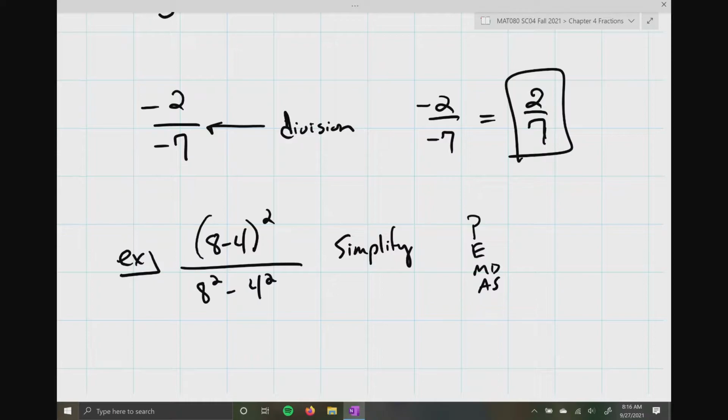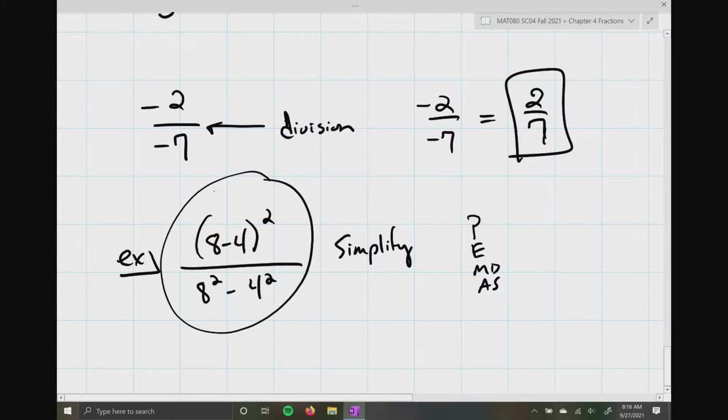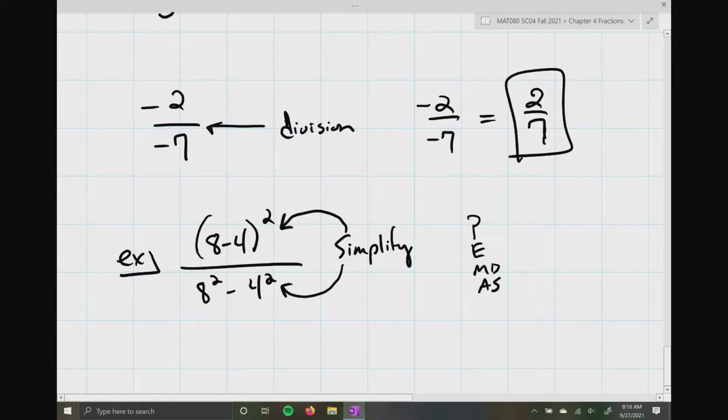It's just now this looks much more complicated because, from a 30,000 foot view, you have just a big fraction. But that's not going to hurt us at all. It's not that hard. What we're going to do is this. We're going to simplify the top, simplify the bottom, and then at the very end is when we divide our numbers.